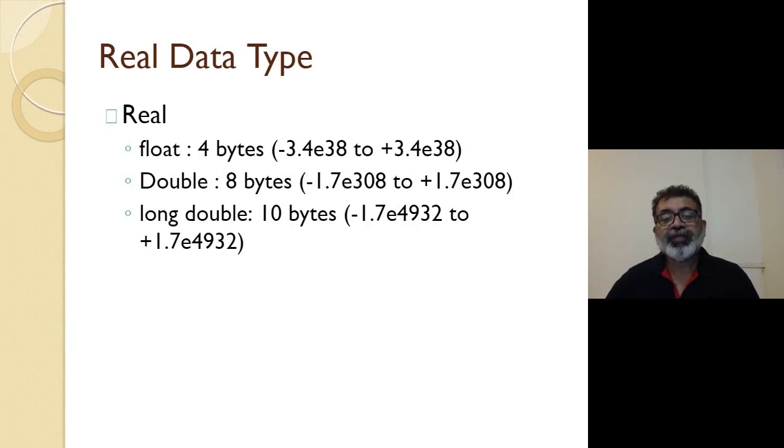So double takes 8 bytes of memory and the range is huge again, -1.7 e raised to 308 to +1.7 e raised to 308, not 38, 308, 10 raised to 308, a huge number. There is a long double, it takes 10 bytes of memory. The range is very difficult to imagine as well: -1.7 e raised to 4932 to +1.7 e raised to 4932. After all these values are architecture dependent. So if the machine changes, a 32-bit processor, 64-bit processor, or 128, again the values will be bigger.